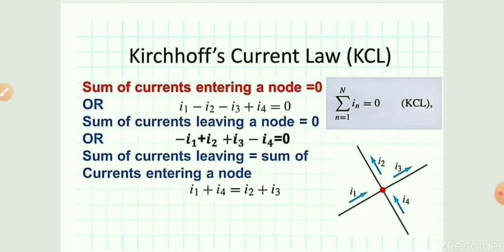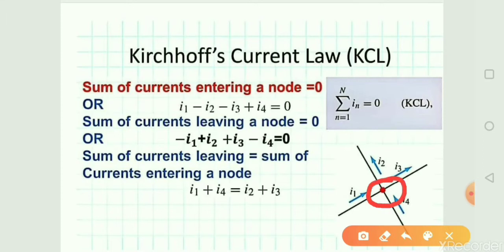We can say that at any node or a junction, this is a node or junction, in the network, the sum of the currents flowing into the node is equal to the sum of all the currents flowing out of that node. So, let's understand it by taking an example.